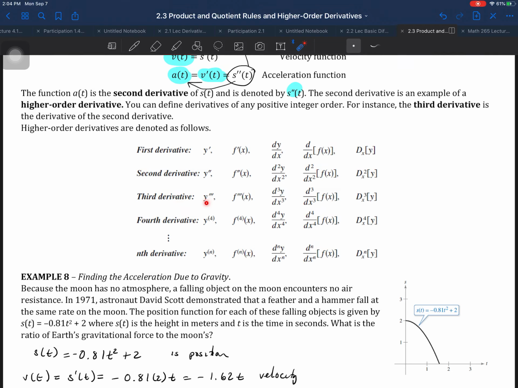The third derivative is y triple prime, f triple prime of x, the third derivative of y with respect to x. You notice that once you pass the third derivative, we don't use any more of these prime tallies. We just write the number, but we put it in parentheses so that we don't confuse it with powers. So be careful, because this means something different versus this.